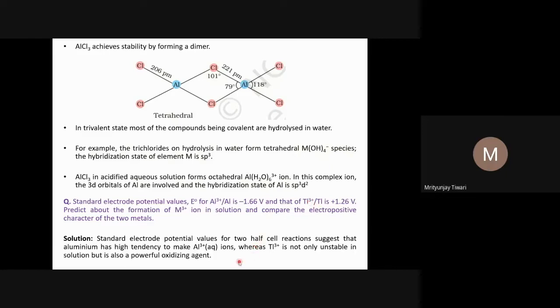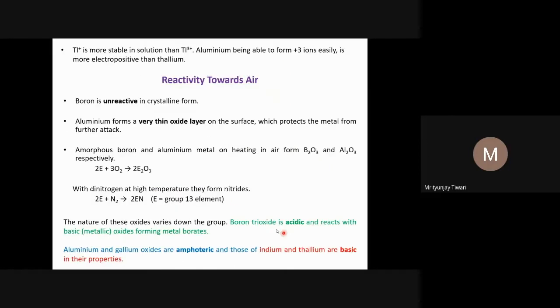So this explanation is given, and what we have to compare is the electropositive character of these two metals. If you look at the electropositive character, one can consider that aluminium has a more electropositive character than thallium. So thallium plus 1 is more stable in solution than thallium 3 plus. Aluminium, being able to form plus 3 ions easily, is more electropositive than thallium. This is what we can get from the given data.